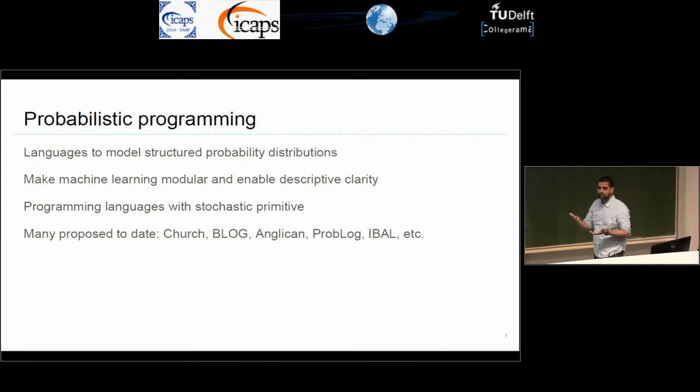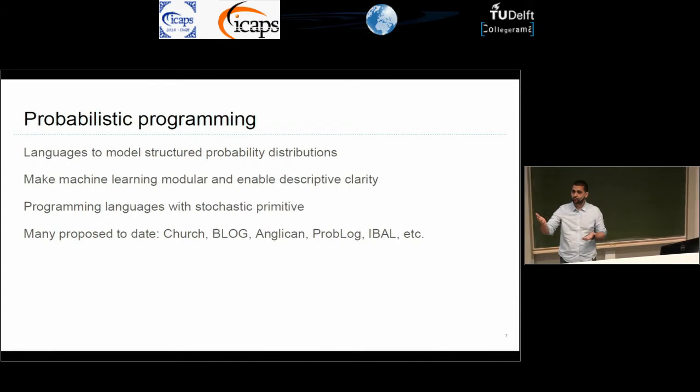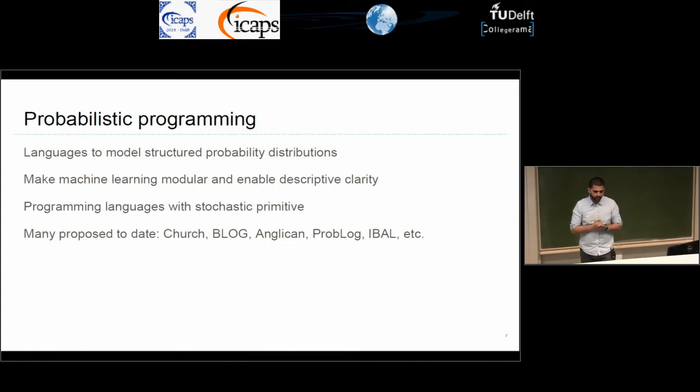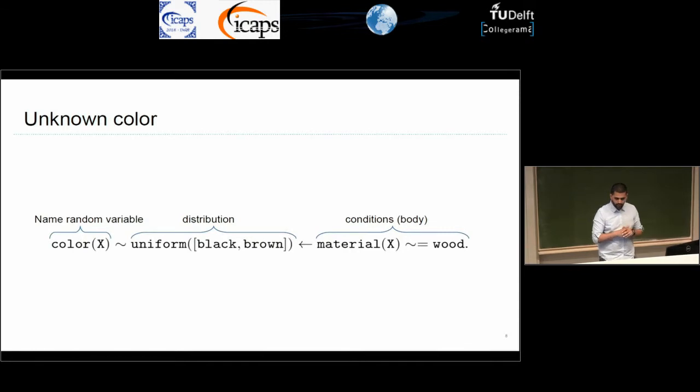So, in Python, for instance, you might say some variable gets a certain value. In a probabilistic programming language, you're going to say this variable is drawn from a distribution. So that's the change. There are many languages to date. The language that we based our work on is an extension of ProbLog, if you've heard of it. But if you haven't, I'll try and give you an example of what you can do with the syntax.